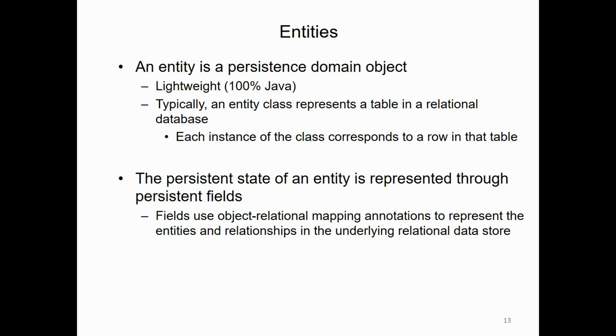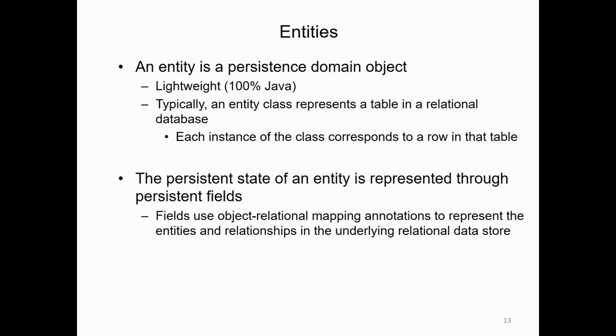Now, an entity is 100% Java. It's lightweight. A persistence domain object, in other words, it is an object that represents something from the problem domain, and it is linked to a table in the database. We do need to remember that although we've got an entity class, that class is representing one row. So we will instantiate that class, and each object will represent one row in a table. The persistent state of an entity is represented through persistent fields. You'll see what that means in a little bit.